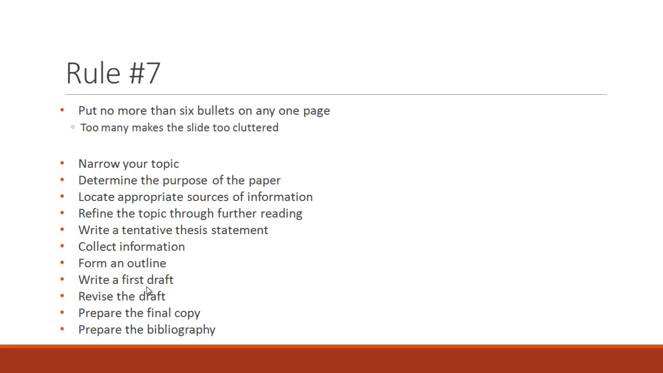So rule number 7, you don't want to put more than 6 bullet points on one page. Too many makes the slide too cluttered. If I was to put all this information on the screen, I'm expecting the user to read all of it, or I'm going to have to review all of them. You can make it flow a little different.